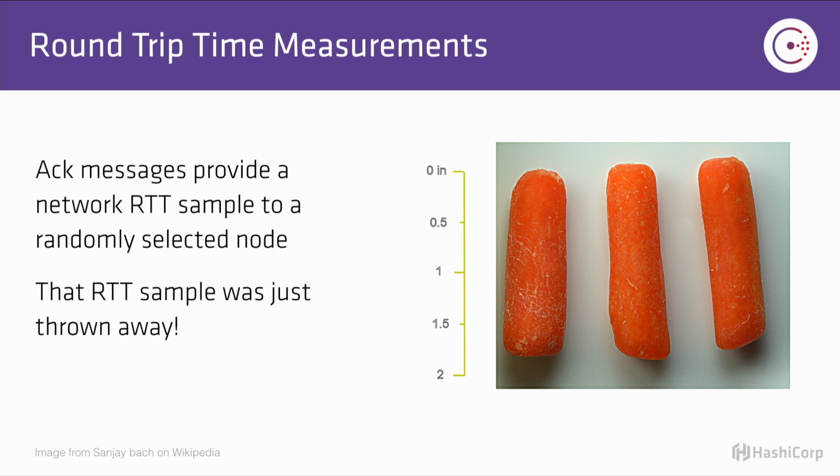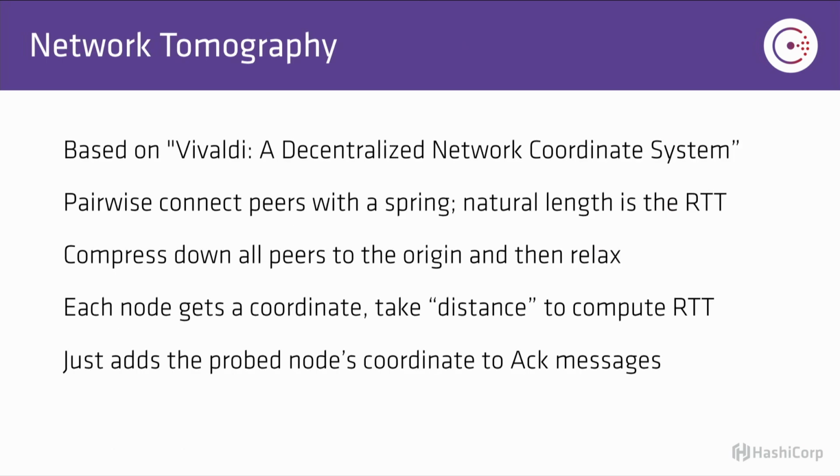So through this probe process, if you get an ACK back, you have a round trip time measurement to some random node in your cluster, and you're getting those at 1 hertz from everybody. And we were just throwing those away. So enter network tomography. Similar to the CT scan example, you basically take those round trip time measurements, and instead of making a 2-dimensional picture of a slice of somebody's brain, you're making a model, and we'll talk about what the model looks like.